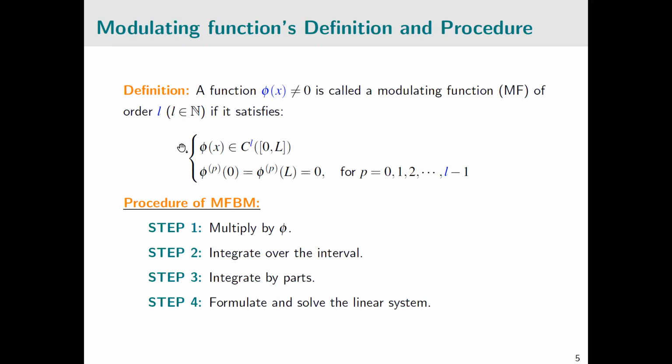So when you have a modulating function, you're ready to implement the modulating function-based method, which can be summarized in the following 4 steps. First, we multiply our differential equation by a modulating function phi, then integrate over the interval. After that, apply integration by parts, which will transfer the derivative from the measurements to the modulating function. And finally, we formulate and solve the linear system.